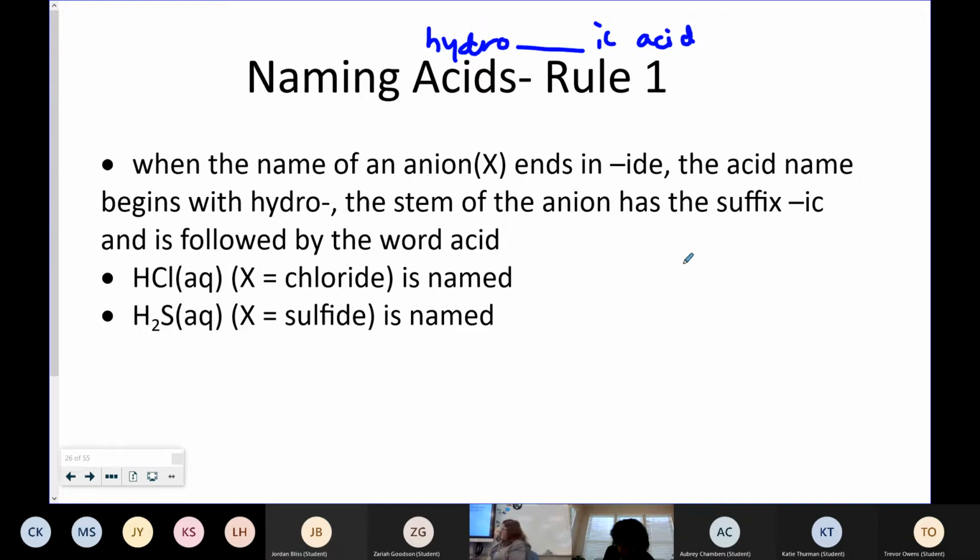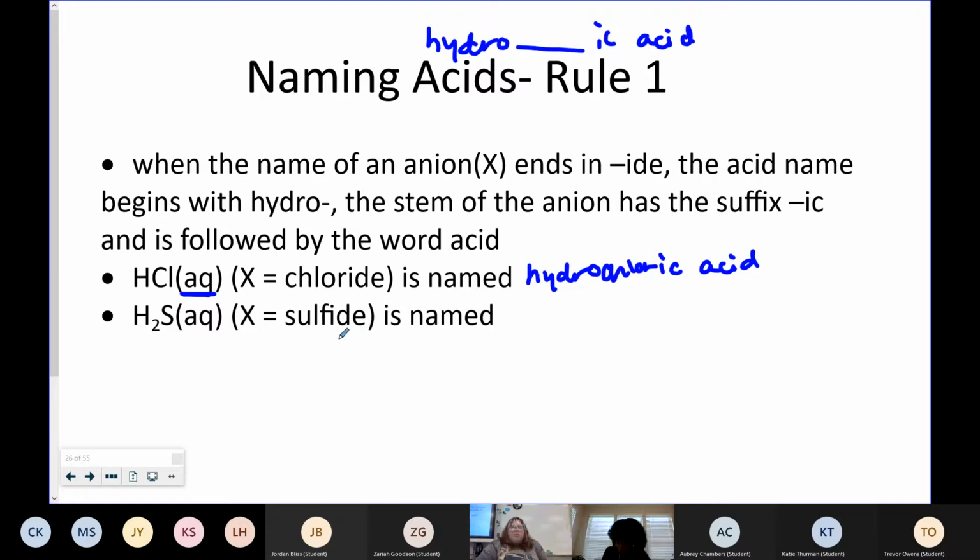For example, HCl. The Cl is chloride, so it does end in -ide. Whenever we would name this, it would have that prefix hydro, the main part of the name, chlor, and -ic acid. One thing that is true about acids is they are going to be aqueous. So these are dissolved in water to produce those hydrogen ions.